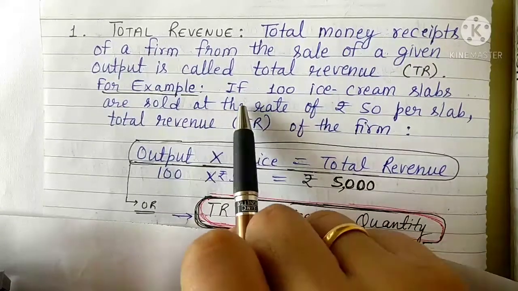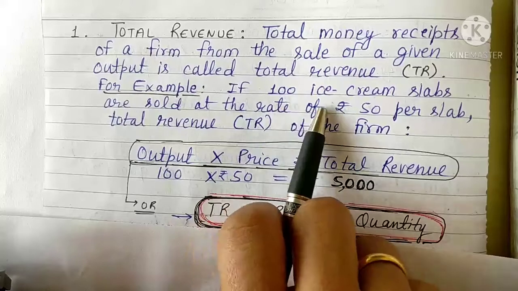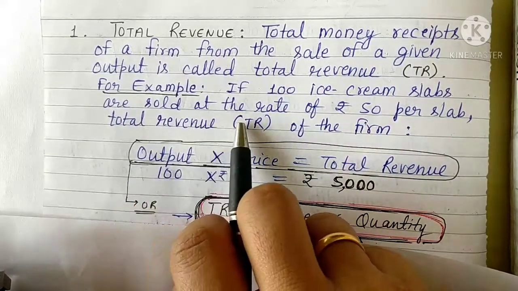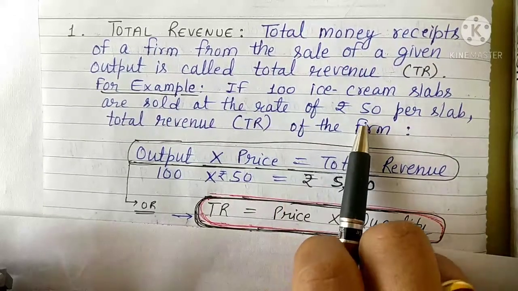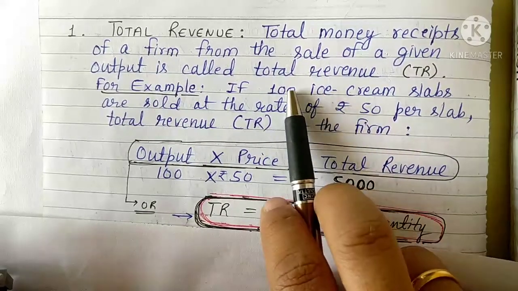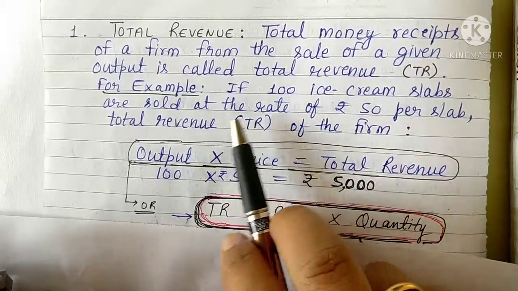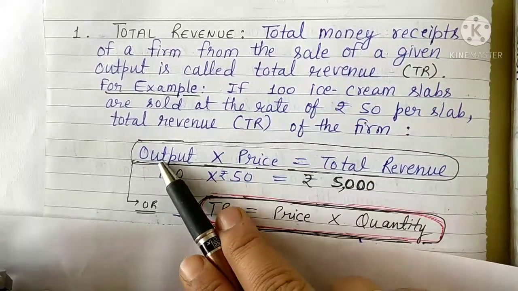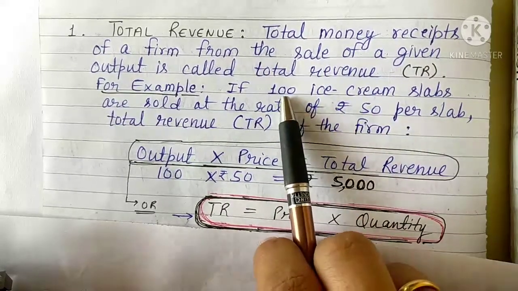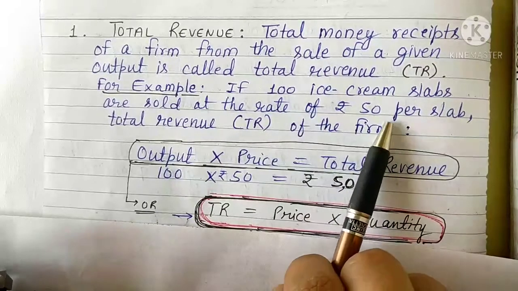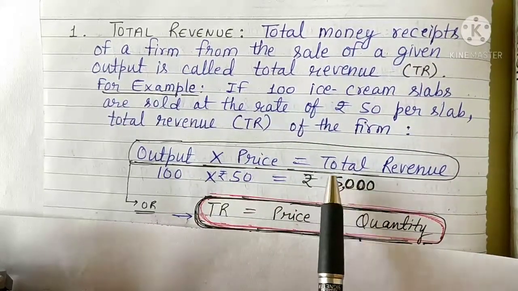For example, if 100 ice cream slabs are sold at the rate of rupees 50 per slab, it means one slab I am selling at 50 rupees. So how much will 100 slabs sell for? 100 multiplied by 50, then only I will get TR. So TR is what? Output, yani units. How much quantity am I selling? 100. And how much is the price of one slab? 50. So 50 into 100, 5,000. This is my total revenue.